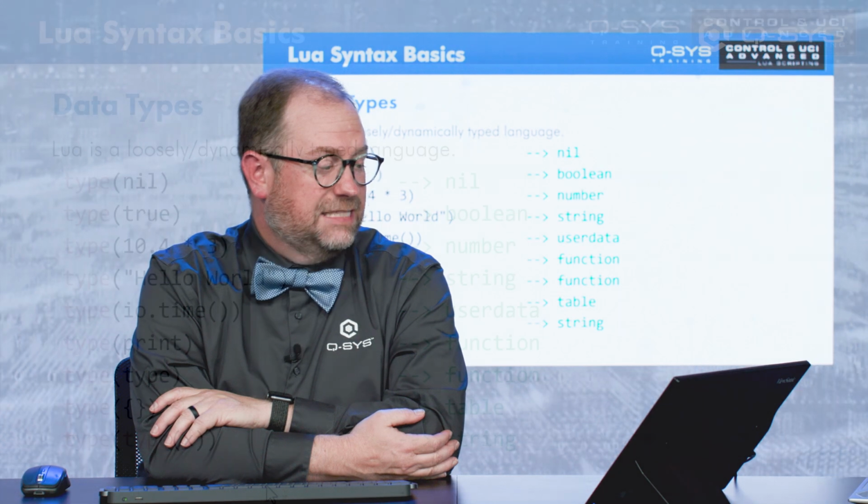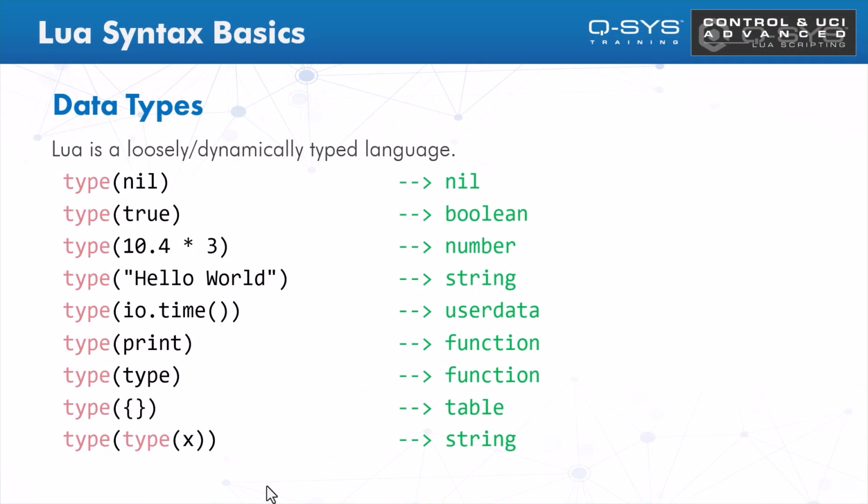Okay, type of quote hello world is a string. We'll talk more about strings for sure as we move forward. Type of io.time is user data. Type of print is a function. Type of type, also function. Type of curly bracket. This is actually really important, and we will definitely spend more time on this. It's a table, Nate. That's how you construct a table.